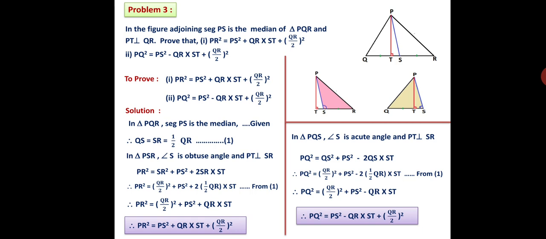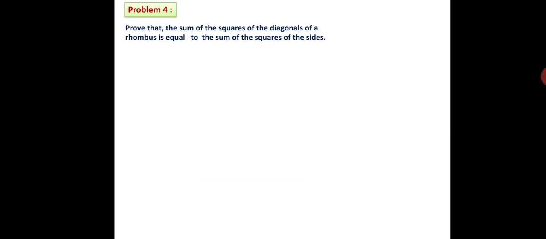So see, only two theorems, two properties that we have already learned, have been used, and you are getting the requisite result. Let us try this example.